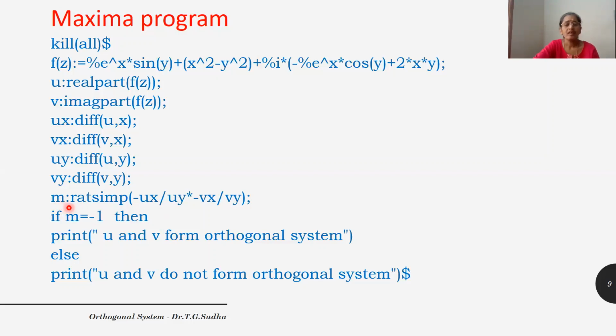So this is stored under the user variable m. So m is nothing but m1 into m2. If m is minus 1, then the two curves u and v form an orthogonal system. Else, if this is not true, that is if m is not equal to minus 1, u and v do not form an orthogonal system. So now let us go to the Maxima window.